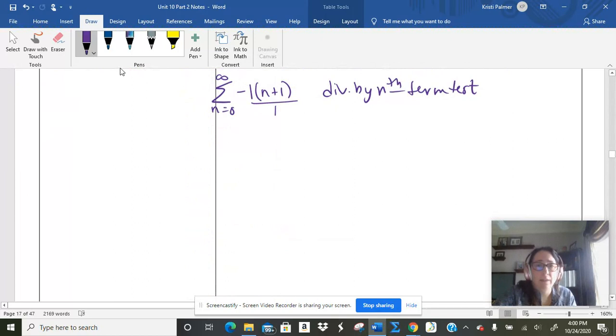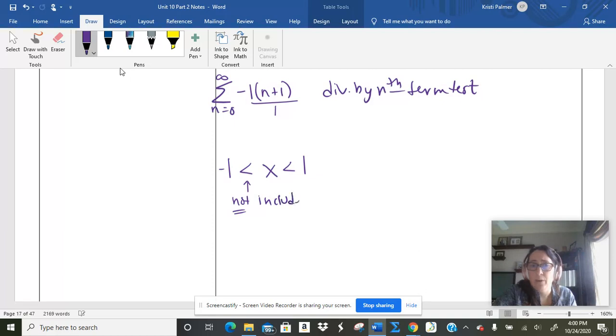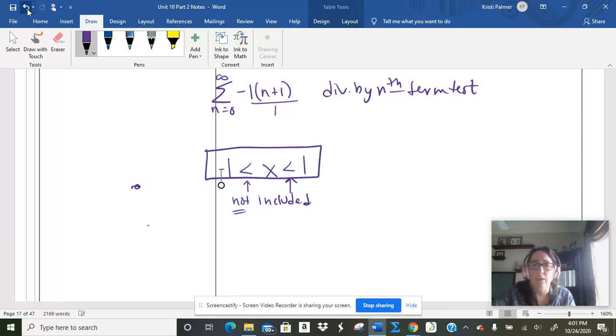So when I am looking at that x, I know that the endpoints are not included because they both diverge. If they were included, I would have had the bars here, but they are not included, so I'm taking away the bars. So I do not want the bars. And that is my interval of convergence. Or you could write it like this. If they were included there, it would have been brackets. Brackets include things.